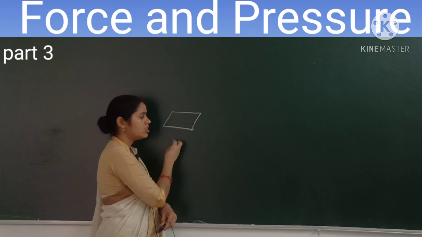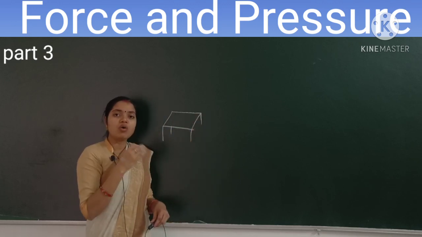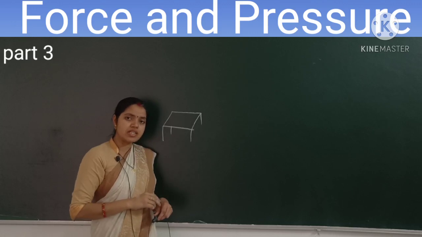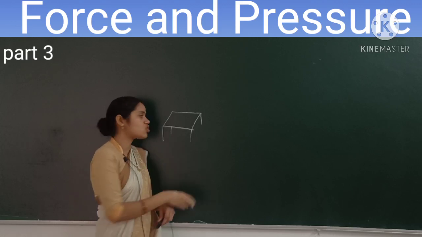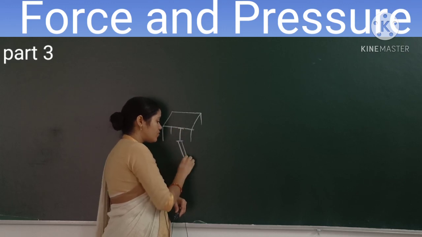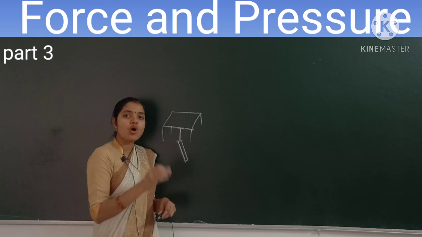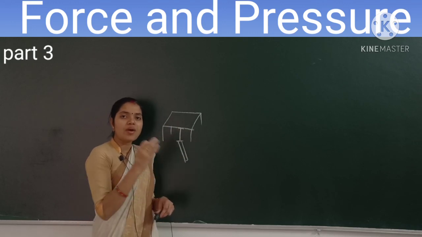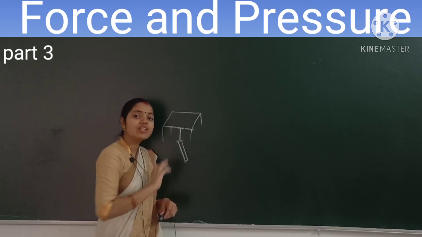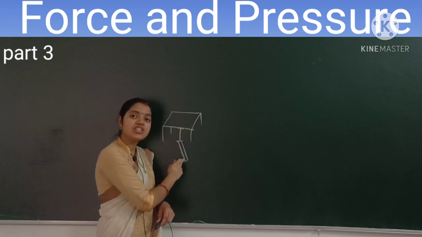take a table, okay, and take a straw. Now cut that straw into two equal pieces and hang one straw at the edge of this table. Now the other piece of the straw, rub that piece on paper or on a cloth. After rubbing, that straw will get charged. Now bring that charged straw near to this uncharged straw.